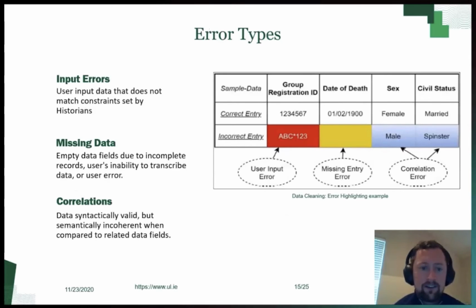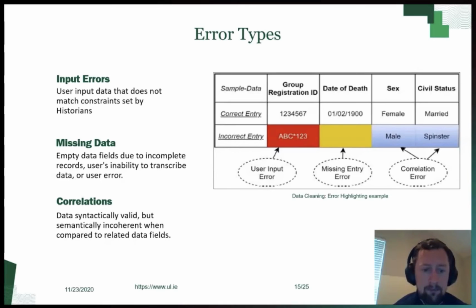We can see these error types here that were identified. So we had input errors, so user input data that does not match constraints set by historians. You can see on the right, these were highlighted red. So for a group registration, they use numeric, and then if you had alphanumeric characters, this would be highlighted as an error.